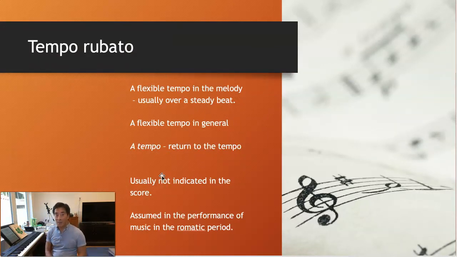Okay, the last piece I have for you demonstrates tempo rubato. Tempo rubato is the flexibility of the tempo. Originally it would mean a flexibility, somewhat speeding up and slowing down in the melody over a steady beat. But now it's become kind of synonymous with speeding up and slowing down for expressive purposes. It's not something that's usually written into the score, but performers just assume that they're supposed to do this if they're playing music that's in the romantic style.